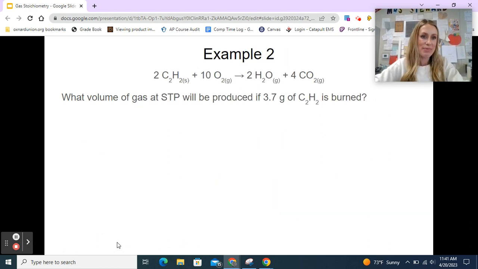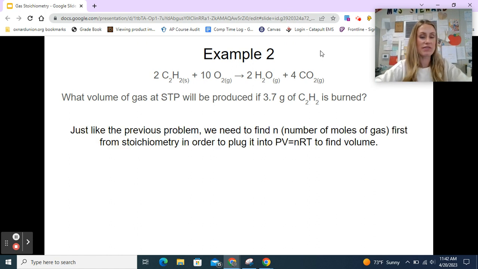All right, second example here. I have this beautiful chemical reaction, and I want to know what volume of gas at standard temperature and pressure will be produced if 3.7 grams of C2H2 is burned. So I have 3.7 grams of this, and I want to know what volume of gas will be produced. All right, notice that I just say gas. I don't say volume of water gas, of steam, or volume of carbon dioxide gas, or something like that. So like I said, just like the previous problem, we need to find n first.